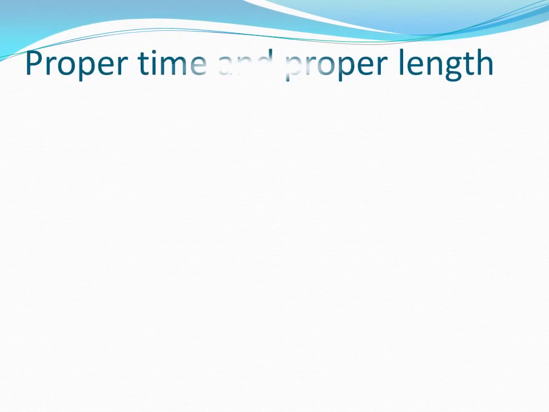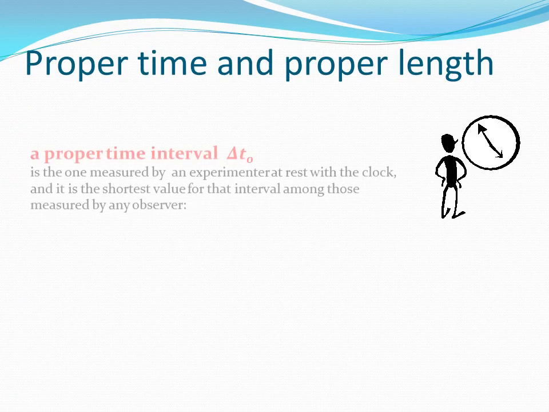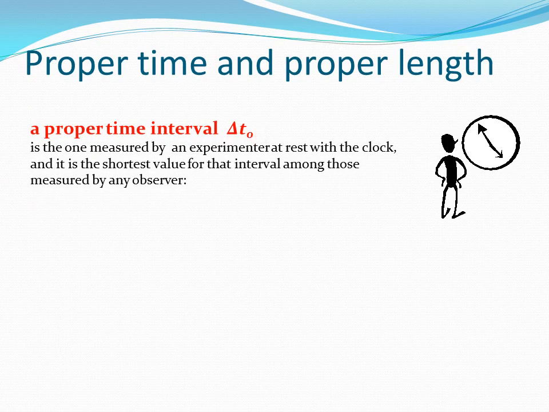Quindi, tempo proprio e lunghezza propria, proper time and proper length. A proper time interval delta t0 is the one measured by an experimenter at rest with the clock, and it is the shortest value for that interval among those measured by any observer, and the corresponding relation is delta t equals gamma times delta t0.